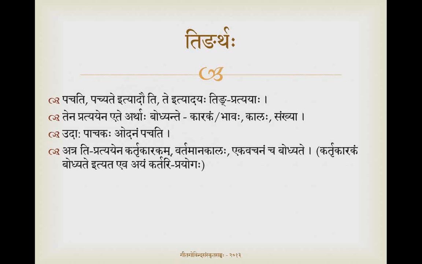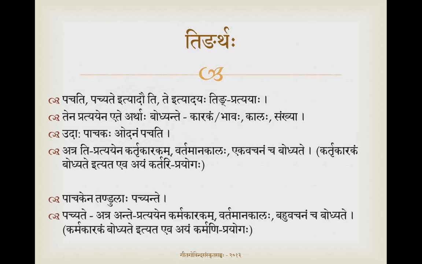Since it indicates karta, that is why we call this a kartari prayoga, because the ting pratyaya is indicating the karta. Karta bodhyate ityate evayam kartari prayoga. Whereas you have pachakena tandulaha pachyante. So pachyate or pachyante, here the pratyaya is jha. It is showing karmakaraka, tandulaha pachyante. It is indicating the karmakaraka, again vartamana kala and bahuvachana. Since it is pachyante, it is still latlakara, vartamana kala, and it is showing bahuvachana and karmakaraka. Because the ting tells karmakaraka, we have it as karmani prayoga.